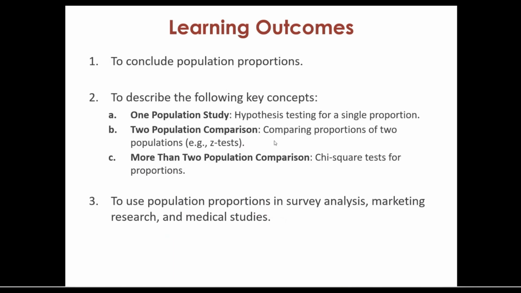So we have talked about one population study. We use a different formula for one population study. And then for two population comparison, we use a different formula. And for more than two population comparison, we use chi-square. So we have actually done examples for one population study, two population comparison, and then the third example, which I didn't have time to show you the answers. I plan to show it now.